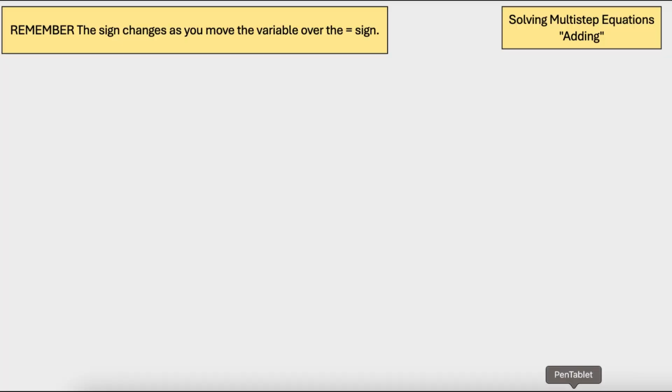This video is going to show you how to solve equations with two steps, hence multi-step. We're going to focus on adding only to save any confusion. But what you do need to remember is that the sign changes as you move the variable over the equal sign. Now what that means is a variable can be a letter or a number, okay? So it could be an X or it could be a 4, for example. Okay, so that's what a variable is.